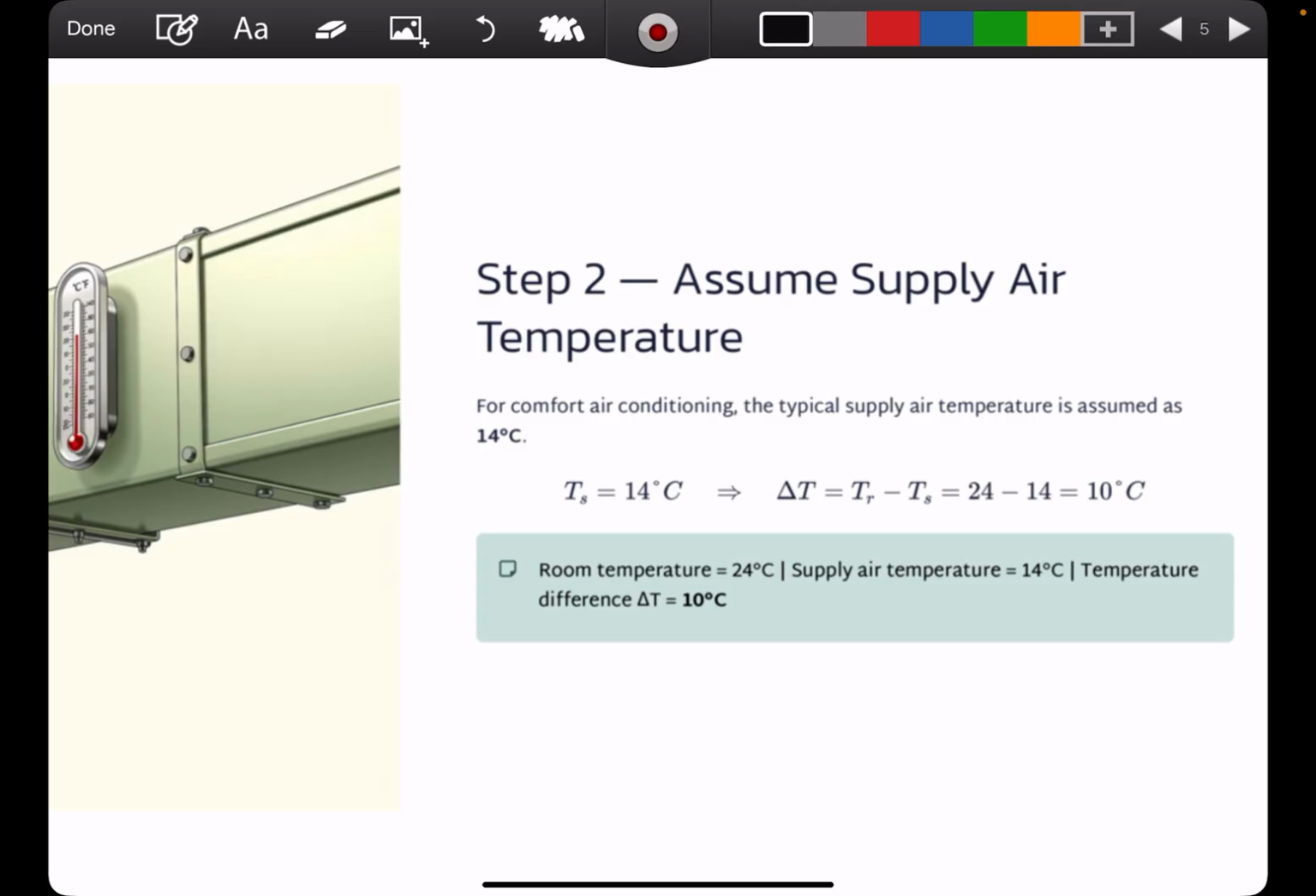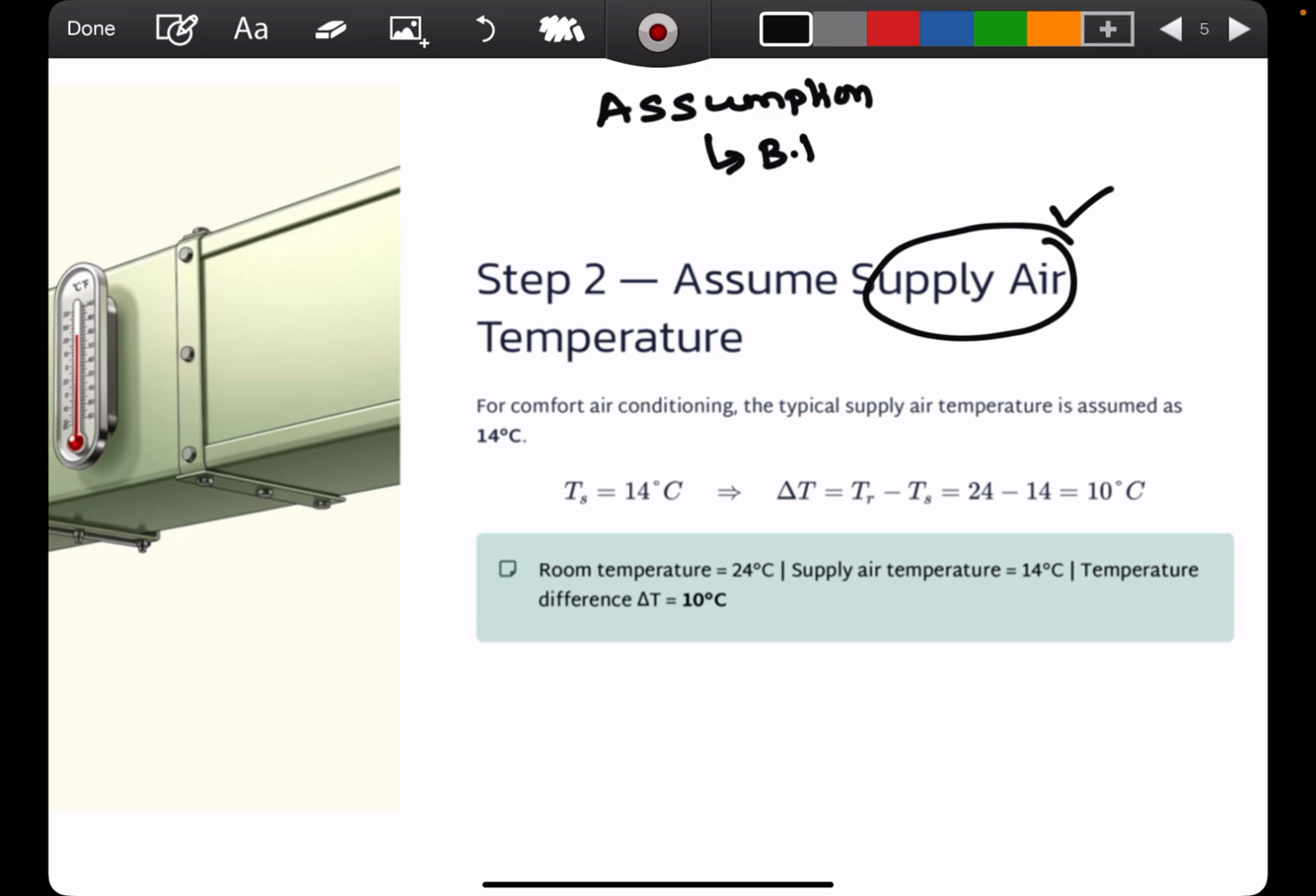The next step is to start with, we can assume the supply air conditions. Okay, because this is the assumption that we are not given any information about the bypass factor, and we are not told to calculate the ADP.